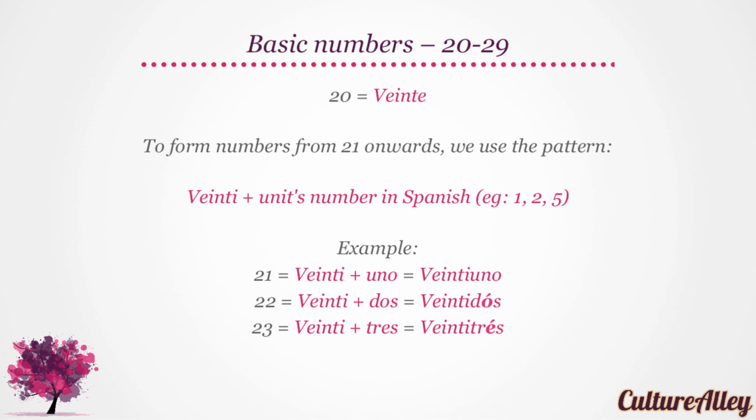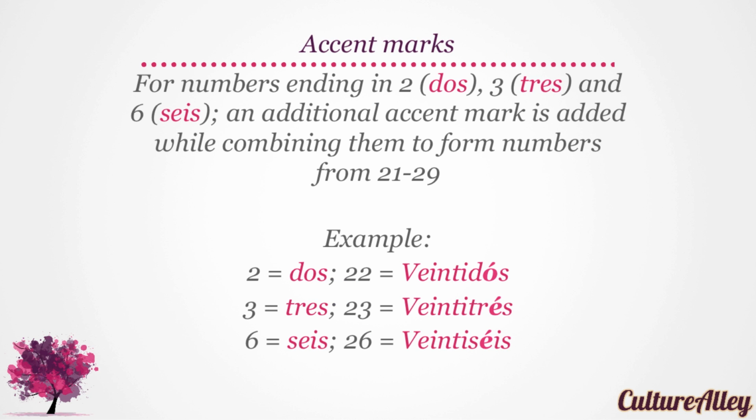Veintiuno. 22 will be veinti plus dos, which becomes veintidós. Say that, please. Veintidós. 23 is veinti plus tres, which becomes veintitrés. Try saying that. Veintitrés. Very good. For numbers ending in dos, tres, and seis, an additional accent mark is added while combining them to form numbers from 21 to 29.